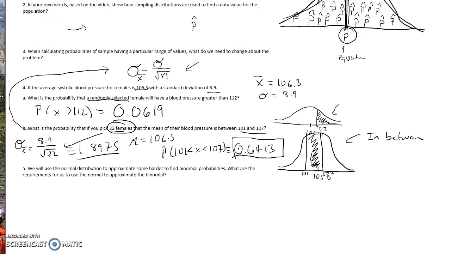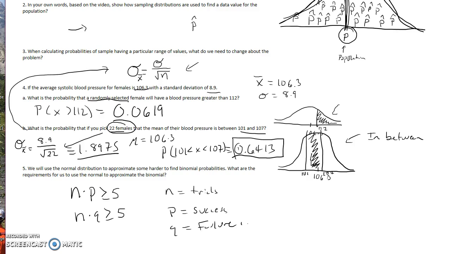The last thing is, it says, we're going to use the normal distribution to approximate some harder to find binomial probabilities. What are the requirements for us to use the normal to approximate the binomial? We're going to go into this in more depth, but the main thing is n times p must be greater than or equal to 5, and n times q must also be greater than or equal to 5. Remember, n is the number of trials, right? P is the probability of success, and q is the probability of failure.